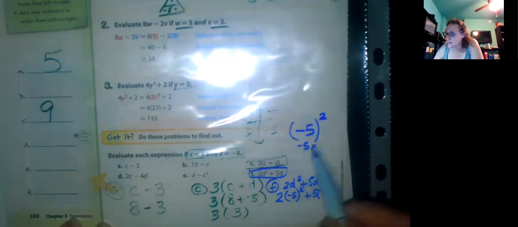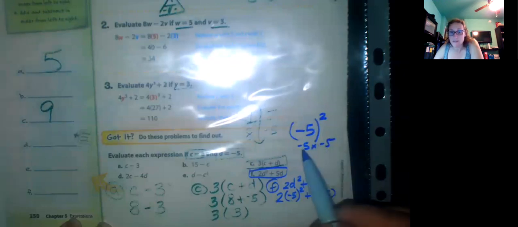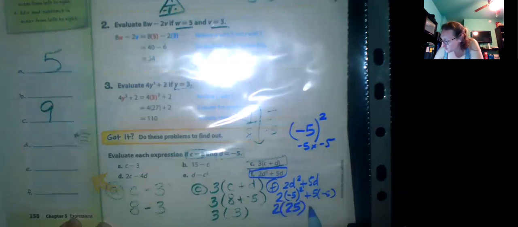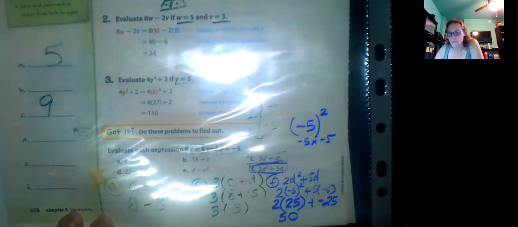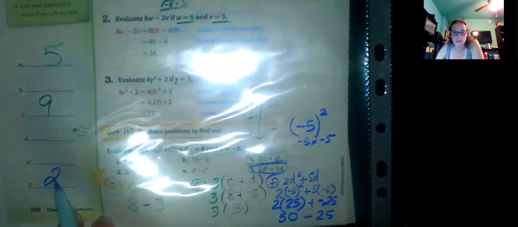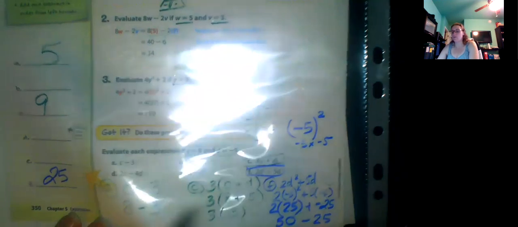Okay, let's look at F. So F is 2D squared plus 5D. Okay, well, so D is -5. So I'm just rewriting the problem with -5 everywhere you see the letter D. Now, remember that D squared, or -5 squared, tells us to go -5 times -5. So 5 times 5 is 25, and a negative times a negative is a positive. So we get 25. And then 5 times -5. So again, 5 times 5 is 25, but a positive times a negative is a negative. Okay? So then 2 times 25 is 50. And here we're subtracting 25 because a positive and a negative is subtraction. So 50 minus 25 is 25. Okay, so all you're doing is plugging values in.